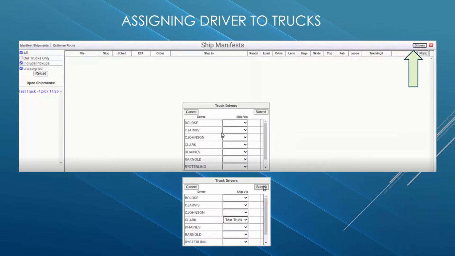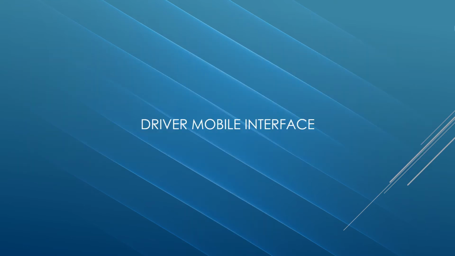Drivers must be assigned to their trucks before they can log into the manifest program with their mobile devices. Normally you set this once and it does not change very often. Driver mobile access to their delivery manifest.